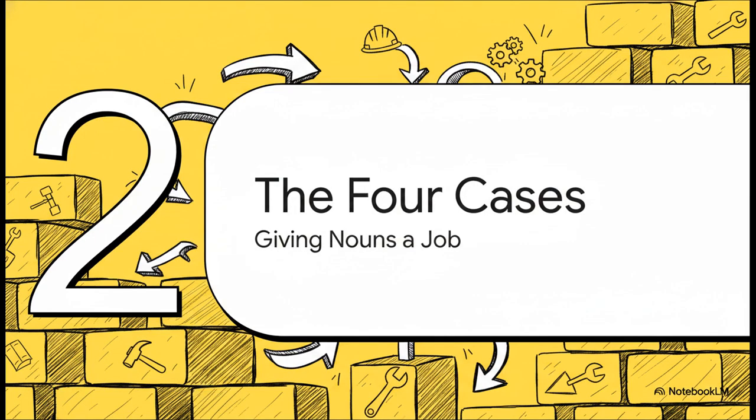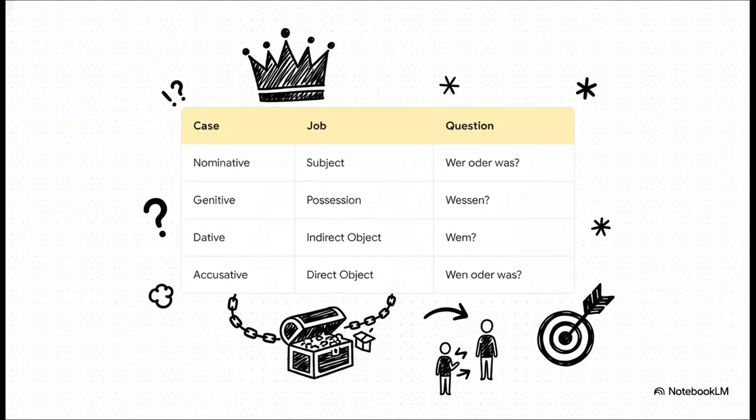Moving on to part 2, cracking the four cases, giving nouns a job. Now that we have our building blocks, the nouns and their genders, we actually need to give them something to do. If nouns are the blocks, cases are basically their specific job descriptions on the site. German has 4 cases, and each one essentially answers a specific diagnostic question to figure out a noun's job.